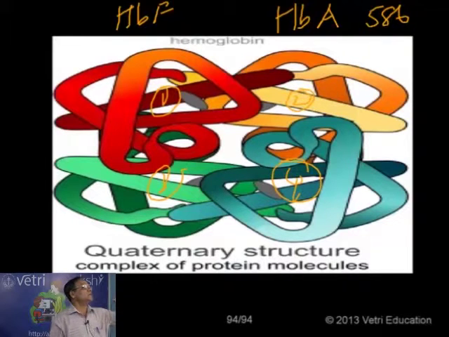Either in the case of hemoglobin A, adult hemoglobin, or in the case of fetal hemoglobin, we have the same number of amino acids, but only the sequence is changed. So the alpha chains are common to both, but in the case of fetal hemoglobin, instead of the beta chain, we have the gamma chain. That is the only difference.